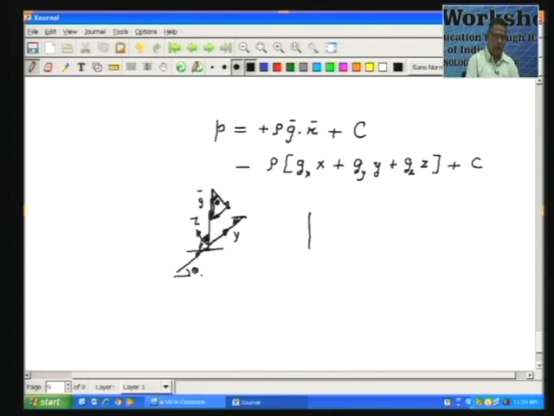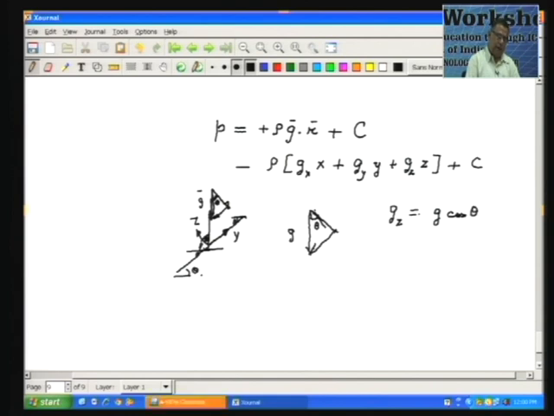So, we have this gravity vector, and if I look at its y components and z components, this is theta, this is the z component and this is the y component of the vector. So, you can see that the magnitude here is g. So, g_z will be this magnitude, which is g cos theta.